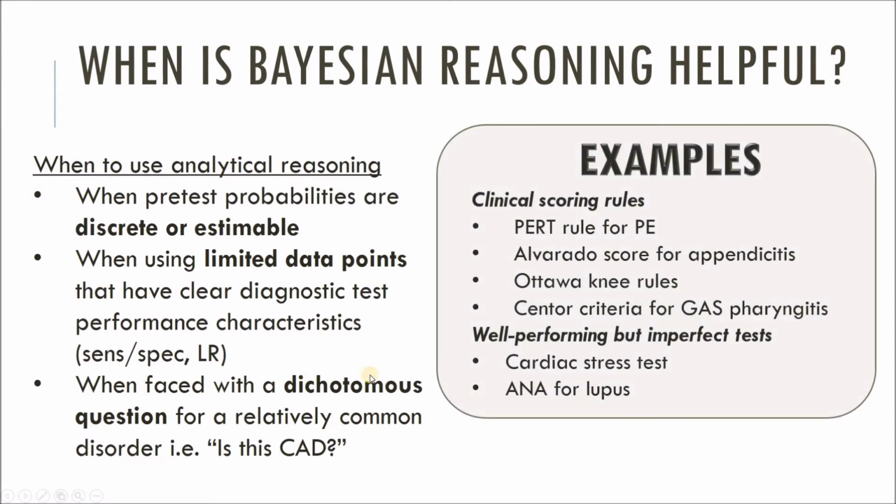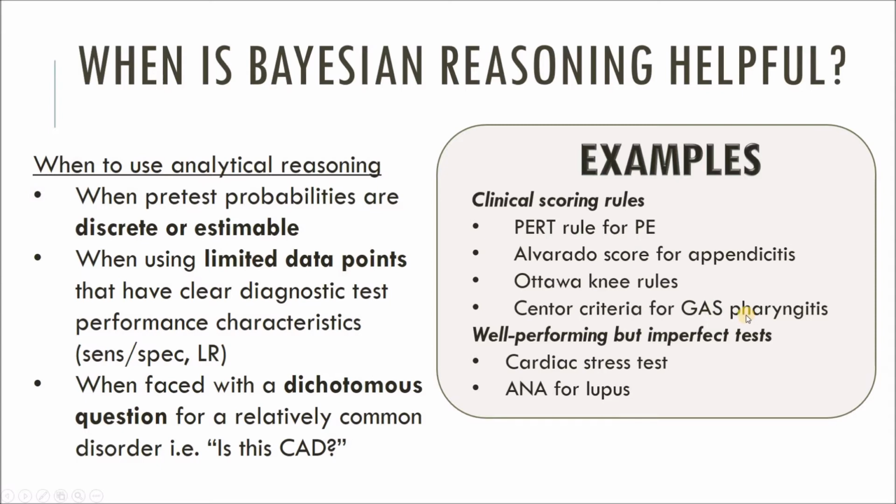So here are some other examples. Clinical scoring rules are a great example of this. When we're using a PERT rule to establish whether or not somebody might have PE, when we're using an Alvarado score to determine whether or not they might have appendicitis, or Ottawa ankle or knee rules to determine whether or not to get imaging, Centor criteria for group A strep pharyngitis.